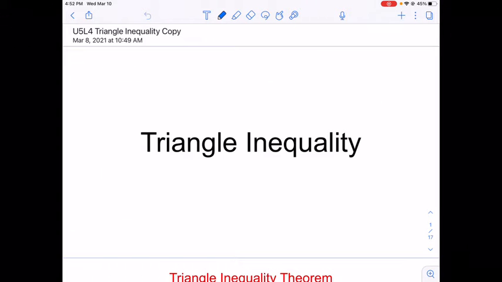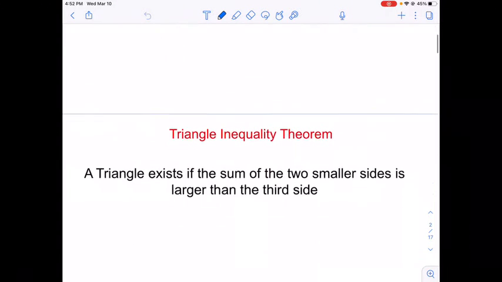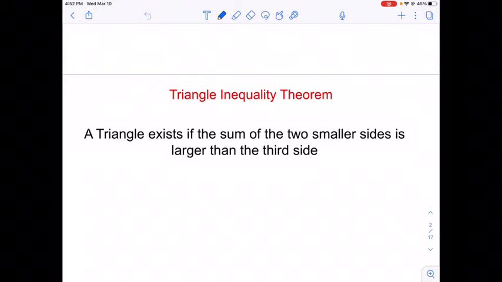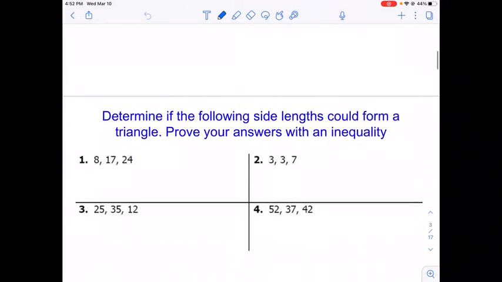In this lesson, we're looking at triangle inequality. The triangle inequality theorem says that a triangle exists if the sum of the two smaller sides is larger than the third side. Sometimes we get three numbers and just assume they make a triangle, but that's not always the case. So what has to happen is the sum of the two smaller sides has to be larger than the third side. Let's look at a test that we can do.